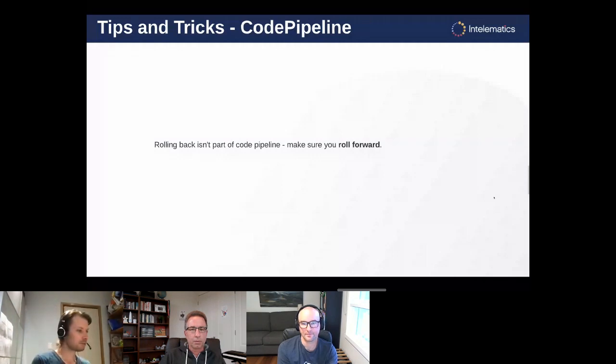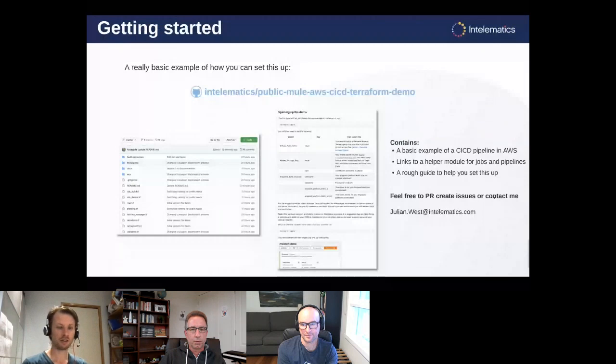If you want to start playing around with this stuff and get going quickly, go to GitHub and grab this Intelematics public Mule repository. There's a whole lot of instructions I put together on how to do this and how to pull in your CodeBuild and CodePipeline. This is all using Terragrunt to run, so it's all Terraform code and then Terragrunt to just get you going. Feel free to let me know what you think of it and have a play around.